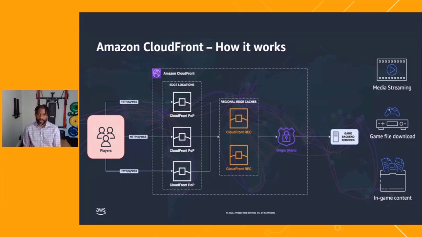Finally, the third layer is the CloudFront Origin Shield, which is an additional layer in the CloudFront caching infrastructure that helps to minimize the load on your backend gaming servers, improve their availability, and reduce their operating costs. It does this by providing an additional layer of caching in front of those servers to reduce the number of requests that actually get to those backend gaming servers.